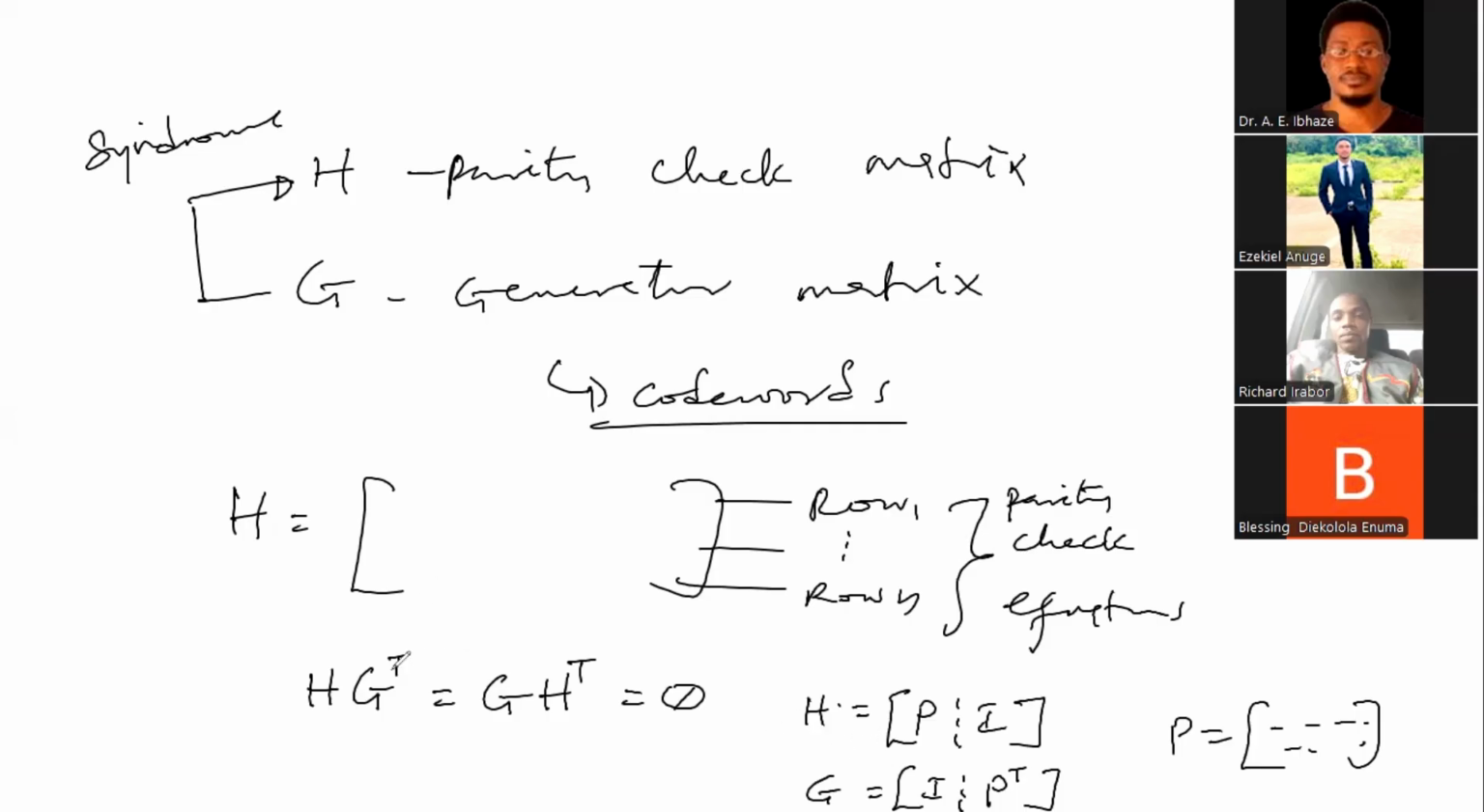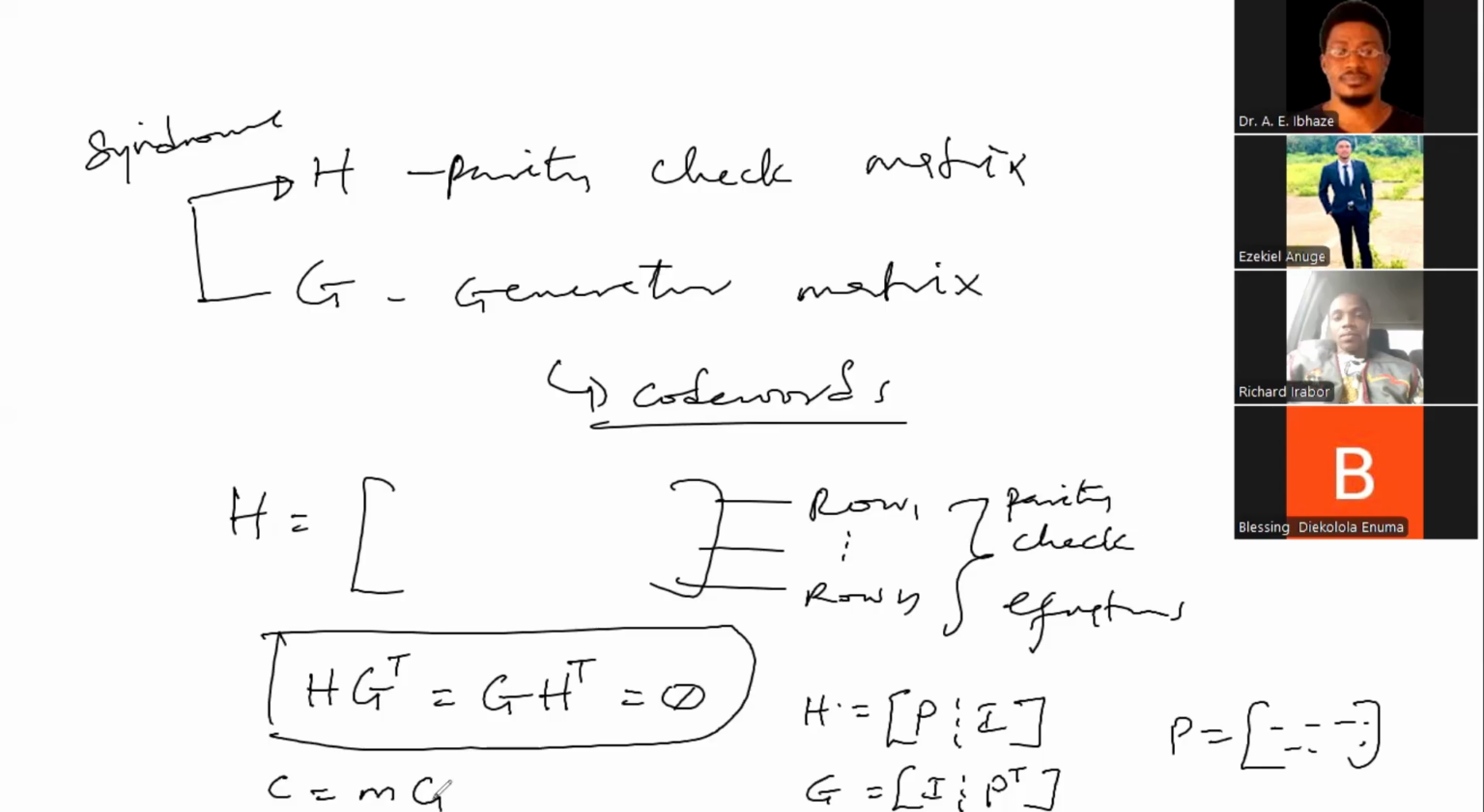Okay? And if this condition is satisfied by the generator matrix, then it means that the code words are generated by literally multiplying the message sequence by the generator matrix. So this is how we get the code words.